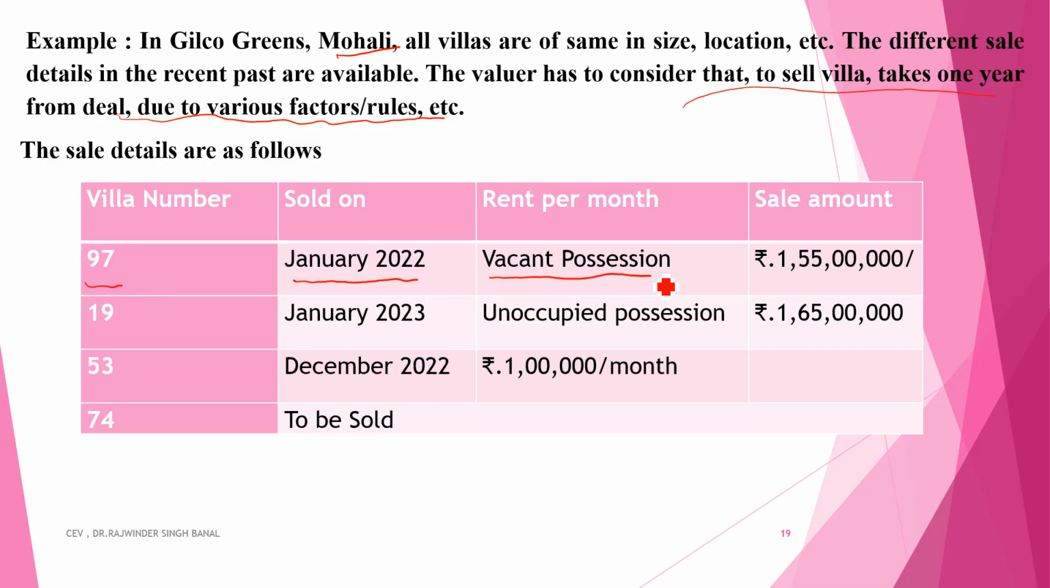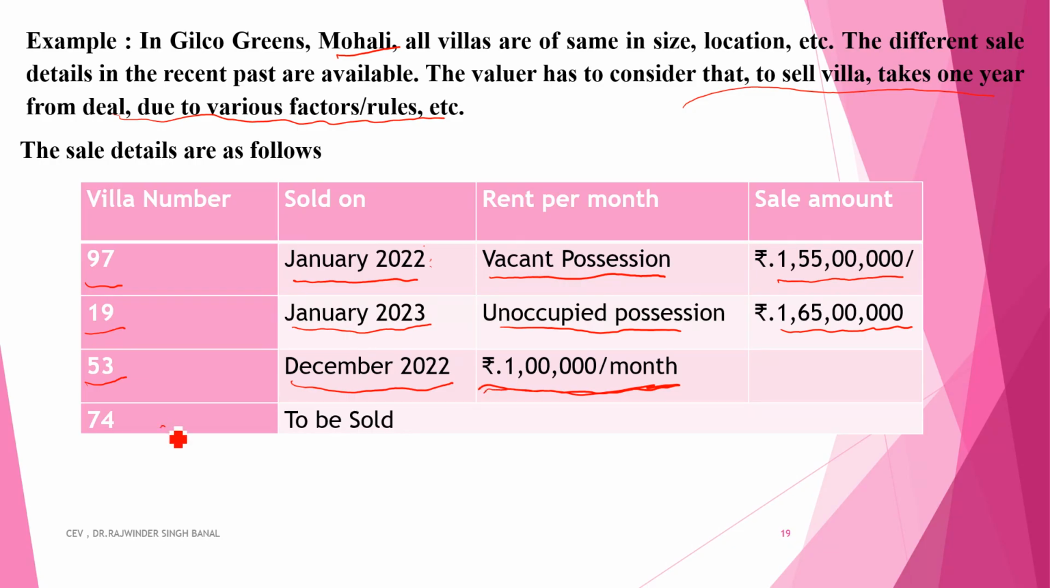So villa number 97 was sold in January 2022. It was a vacant possession. It was sold for 1 crore 55 lakh. And villa number 19 was sold in January 2023. It was unoccupied possession, we can also say vacant possession. It was sold for 1 crore 65 lakh. And villa number 53, it was sold in December 2022, approximately the same as January 2022. It was fetching an income of 1 lakh per month.